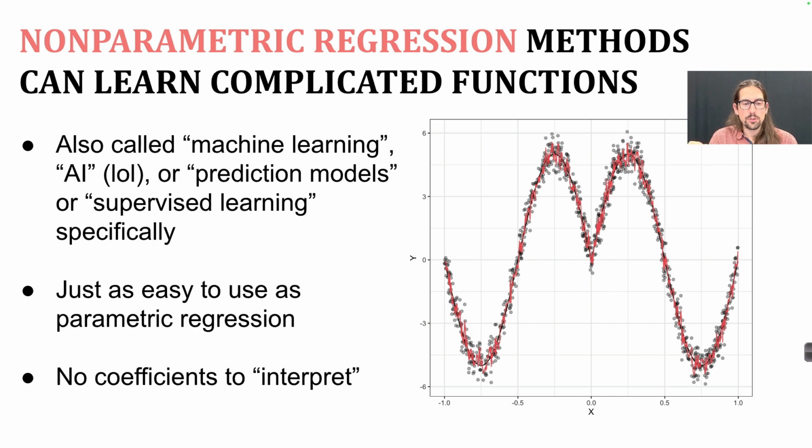These methods are also called machine learning, or sometimes just prediction models, supervised learning. All of this is basically what we've been calling regression or nonparametric regression, or if you want to be dirty, you can say AI. The point of this little demo is to show you that all of this is really just as easy to do as parametric regression, maybe a little bit more complicated, but not much. You don't end up with any coefficients to interpret, so that's maybe one reason people don't like it, but we'll talk more about later why that's actually a feature and not a bug.